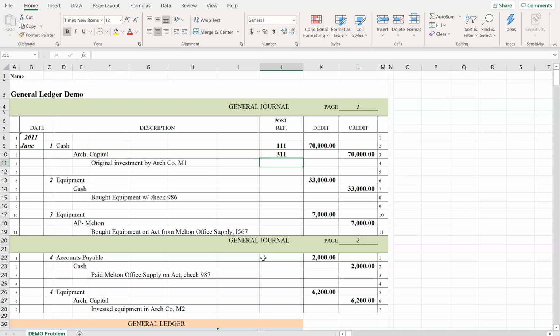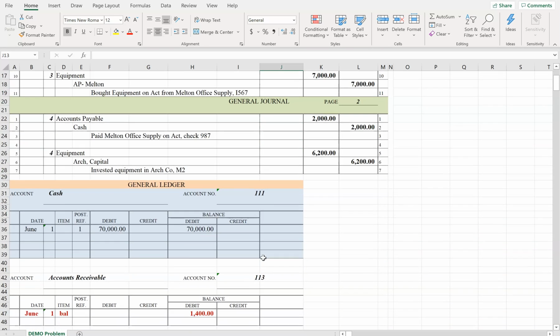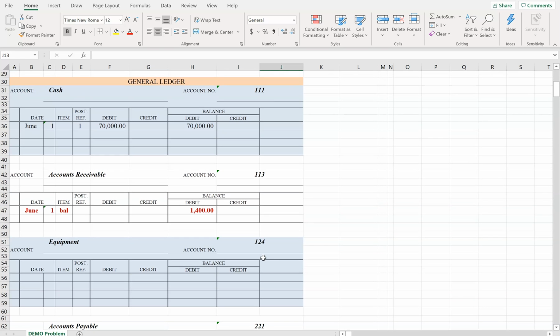Okay, going down, let's do the next one together. Equipment. So on June 2nd, we had a debit to equipment and a credit to cash, $33,000. All right, so we'll start with equipment. So we'll go and we'll find our equipment T account or our equipment ledger account.